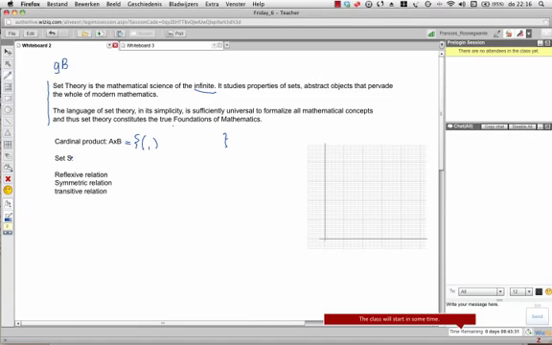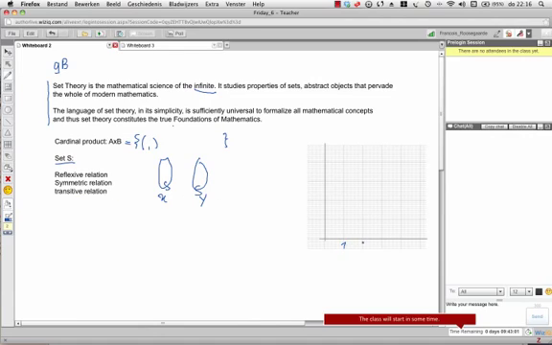Then, instead of having two sets A and B, we moved to one set S. This is S, this is S. X is an element of the first S, Y is an element of the second S, and then we define different types of relationships, which were the reflexive, symmetric, and transitive relations.